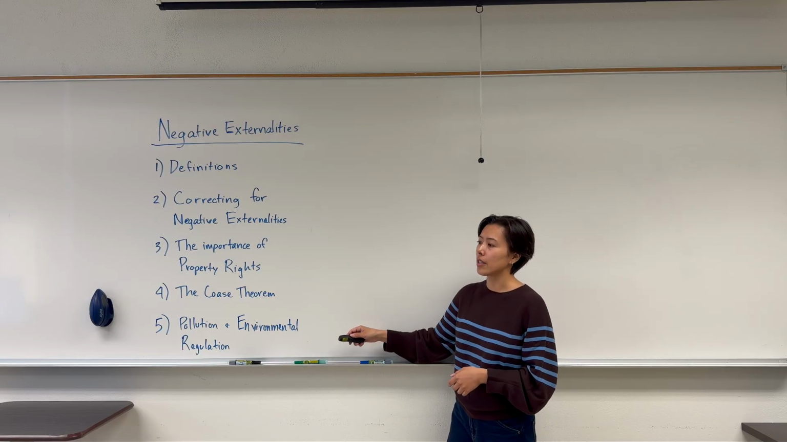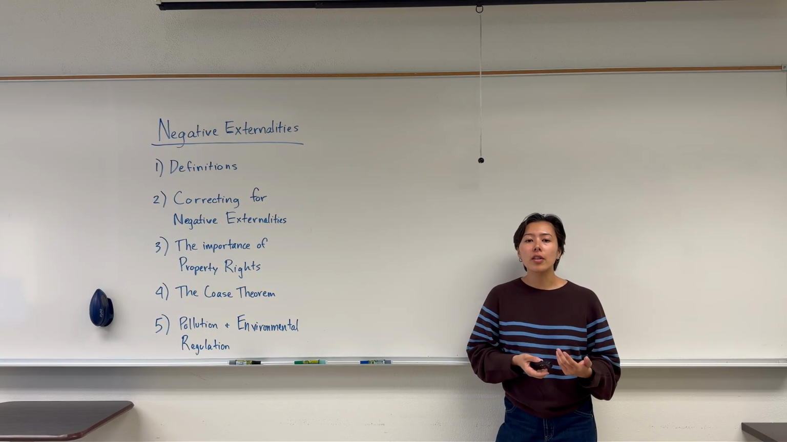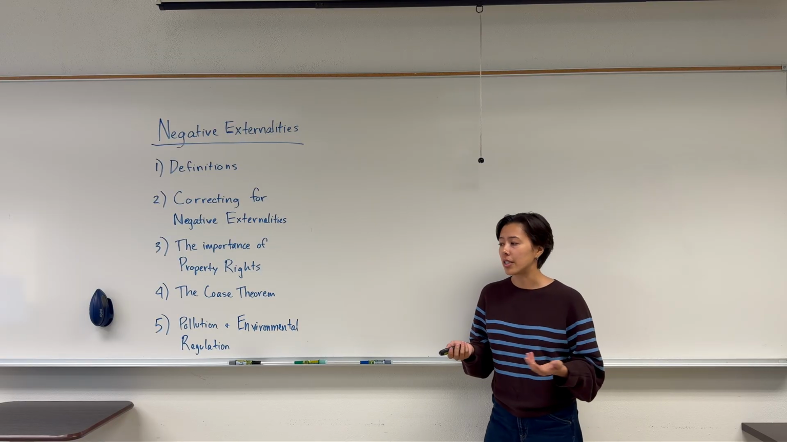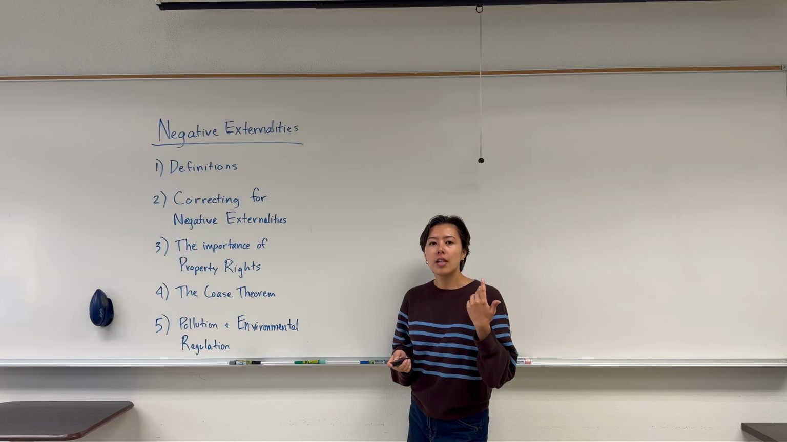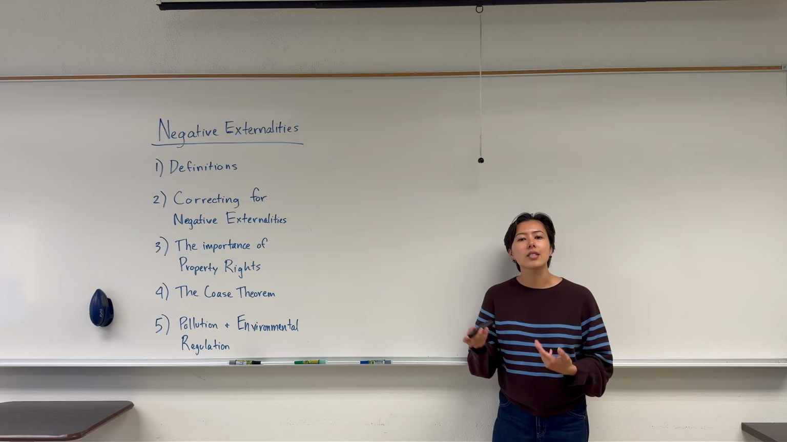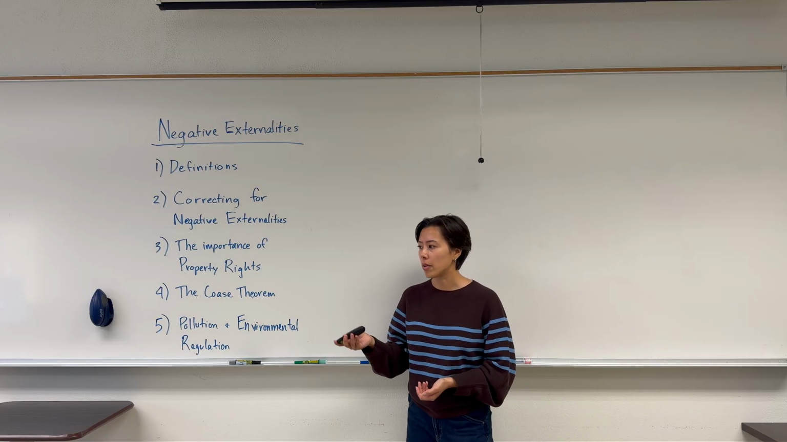So that's our first scenario. The wheat farmer is entitled to having an undamaged, pristine field, so the cattle rancher has to make the situation right, has to internalize that external cost that he's imposing on the wheat farmer.